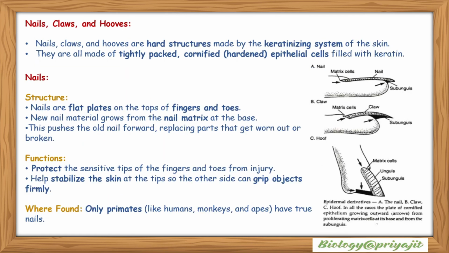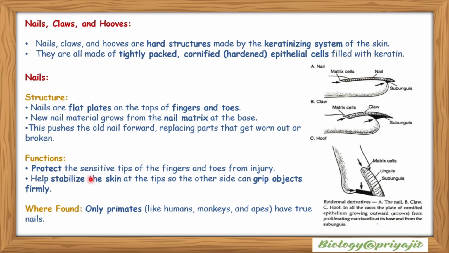Nails, claws and hooves. Nails, claws and hooves are hard structures made by the keratinizing system of the skin. They are all made up of tightly packed cornified or hardened epithelial cells from the keratin. This is the image showing nails. Nails are flat on the tops of the fingers and toes. New nail material moves from the nail matrix at the base. This pushes the old nail forward, replacing parts that get worn out or broken.